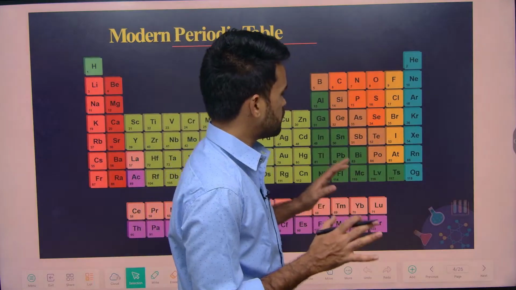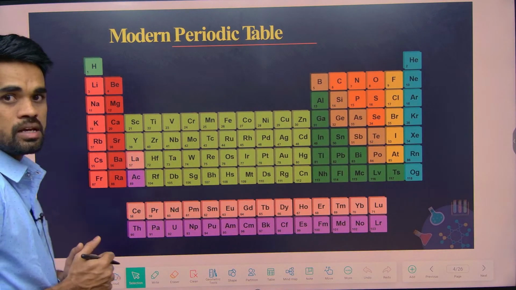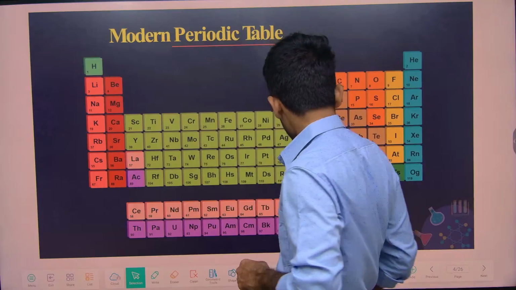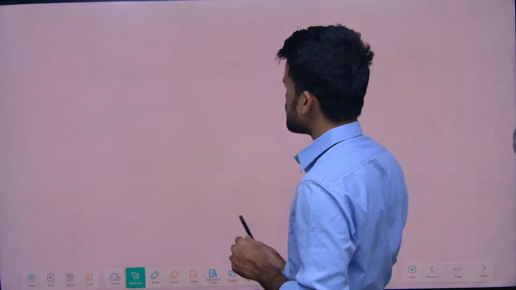Before coming to the final, modern periodic table, there were many other attempts by different scientists to get a proper arrangement of elements. The first well-known classification is Dobereiner's triads. What is that? Dobereiner's triads.